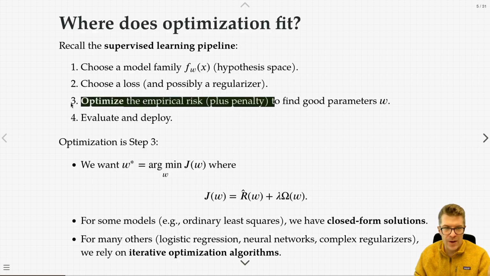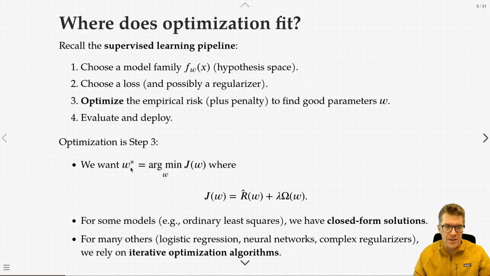We've already kind of been doing optimization anyway. What we want is some ideal set of parameters, W star, whose values give us the minimum value of the objective function J. And J, up to now, is a combination of the empirical risk R hat, which could be the training loss, plus the regularization term, which is weighted by lambda, which we talked about in the previous module.